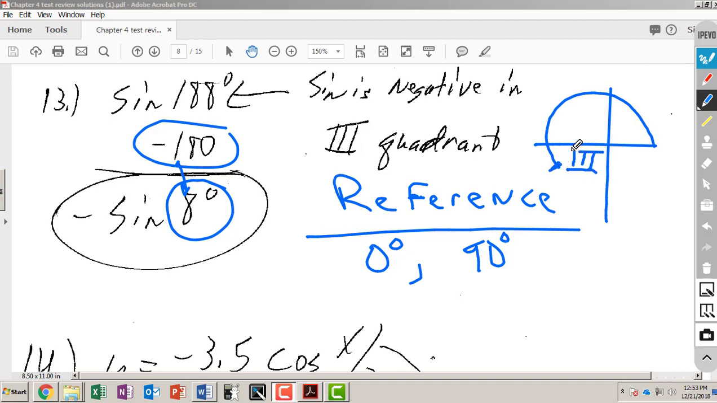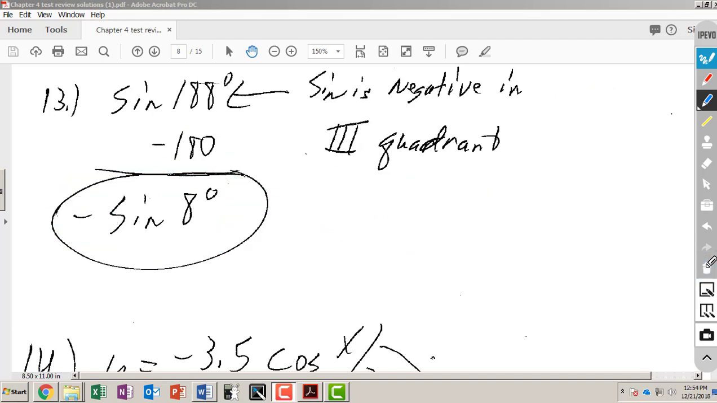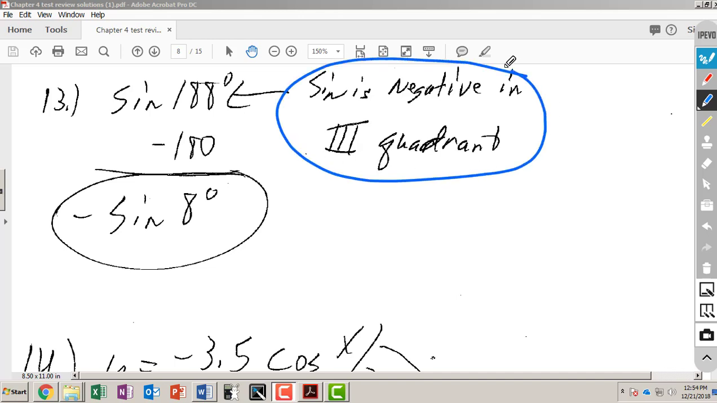Since it's in the third quadrant, I just have to remember from my chart from problem number 2 if that is positive or negative. Sine, which is your y-coordinate, is negative in your third quadrant, and that's why this is negative. So negative sine of 8 degrees would be the exact same answer, same coordinates, as the sine of 188 degrees. Remember, sine is negative in the third quadrant. Find your reference angle: subtract what from 180, you'll get 8, and then put the negative with it.